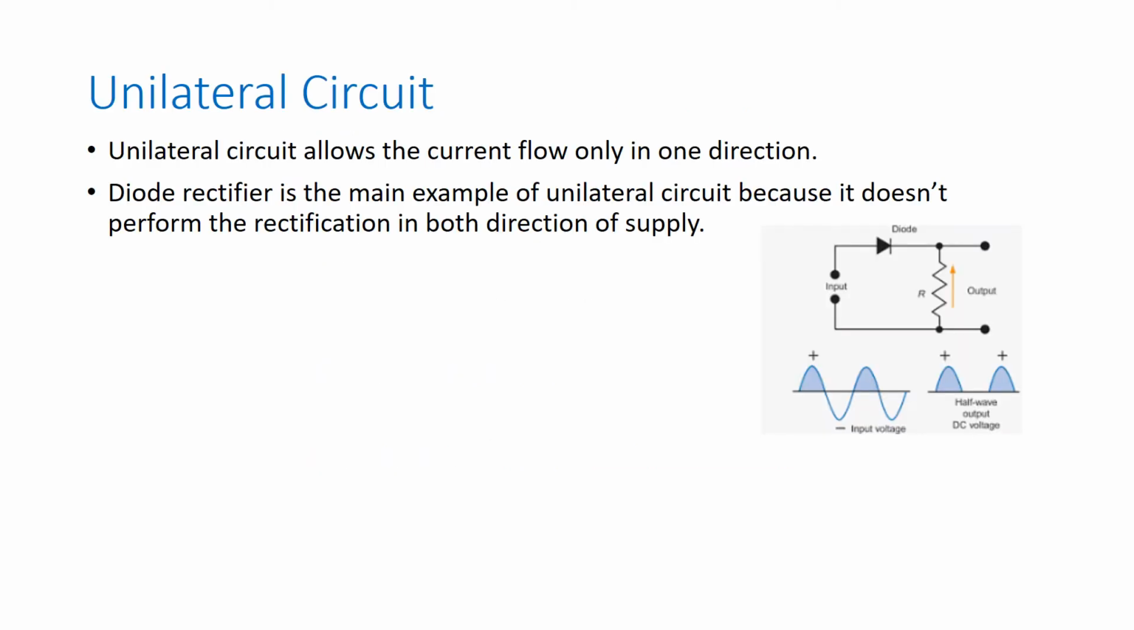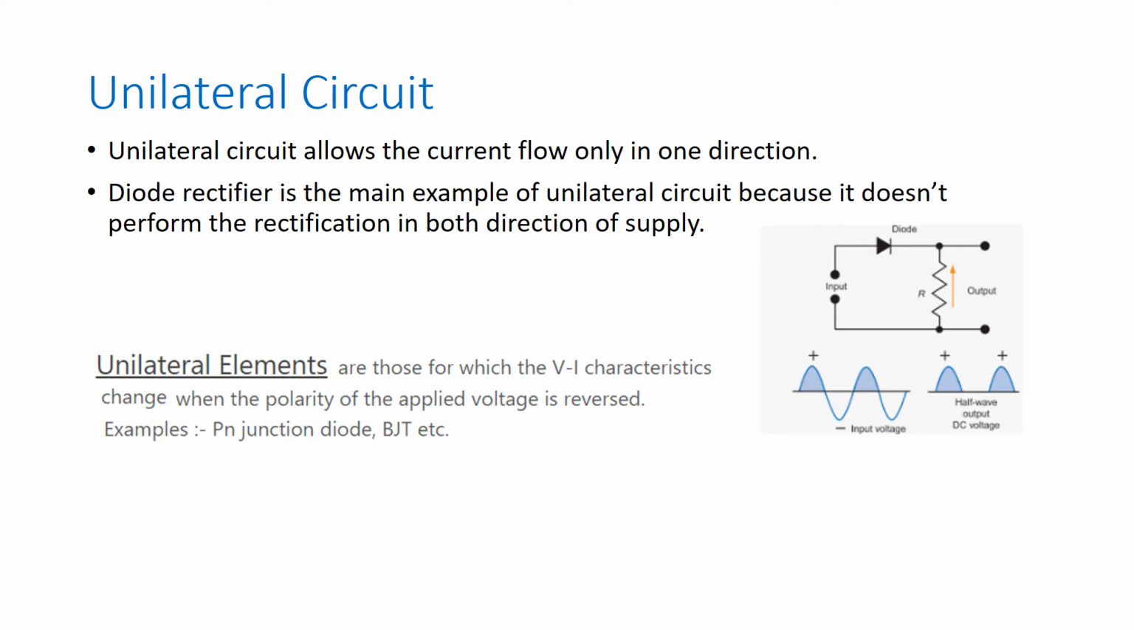Now a unilateral circuit, as we saw earlier, allows current flow in one direction only. And the best example is the diode circuit, or circuit with one diode and resistors, which is known as half-wave rectifier, as we know. In this, current only flows when the upper side is positive and the lower side is negative. Then current will flow through the diode. But if it is reversed, that is top negative and bottom positive, then the diode will not conduct, it will become open circuit. So this is an example of a unilateral circuit.